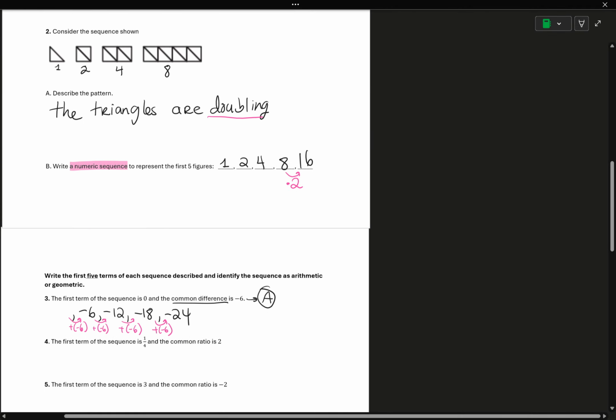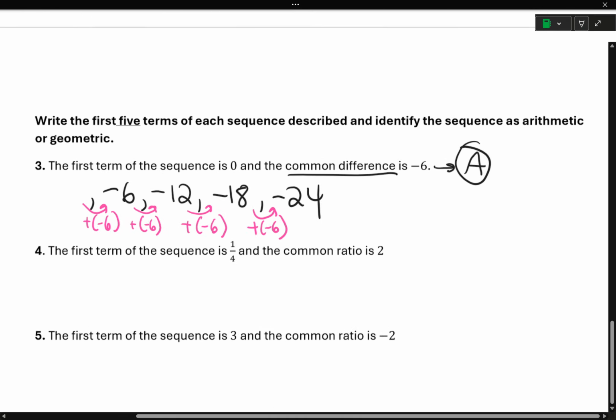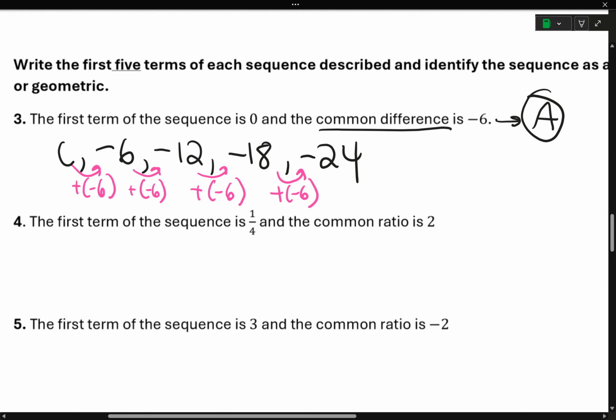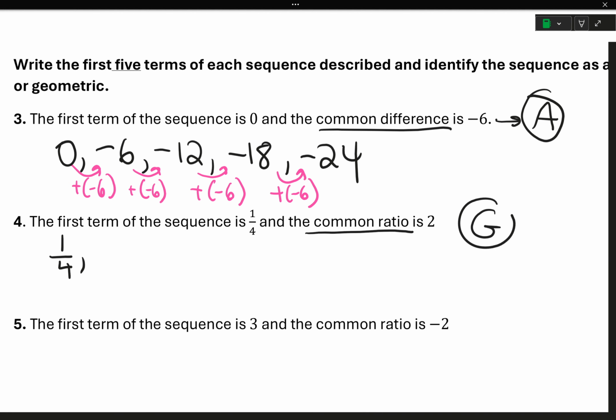Number 4, the first term of a sequence is 1/4. Whoa, did you see that? Okay. The first term of a sequence is 1/4. That was crazy. Let's write it down. 1/4. And the common ratio is 2. Ratio means it's geometric. Let's multiply.